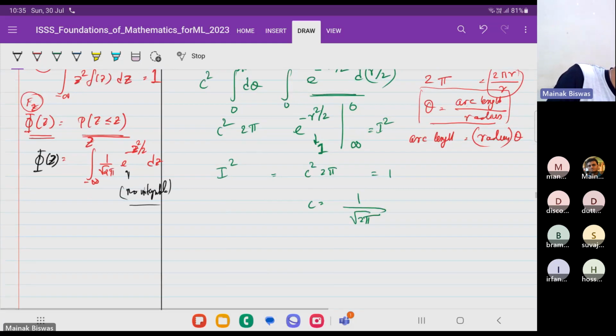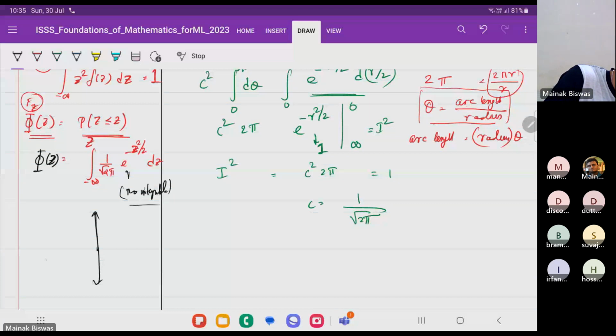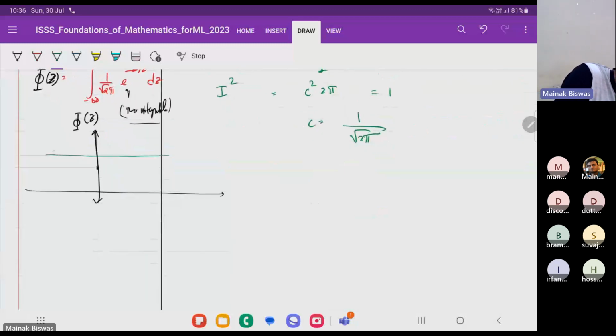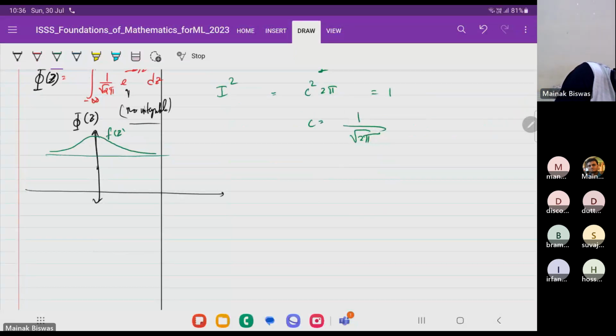So what values does phi take? Phi of z, what does phi of z look like? Let us draw two things. Let us draw the PDF, f of z, and then let us draw the CDF, which is in the black color.